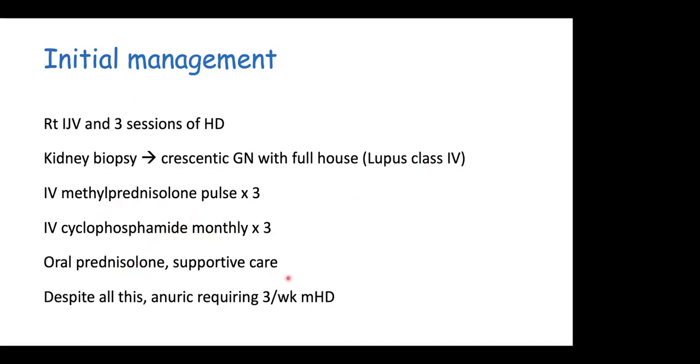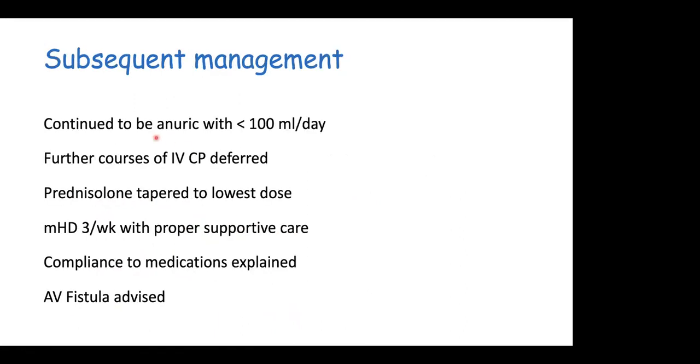The child is on oral prednisolone. Supportive care is continued. The child is requiring 3 per week maintenance hemodialysis. So when the child is brought to you, you realize that the child continues to be anuric with a urine output of less than 100 ml per day. At this point, you discuss with the family and decide whether you would want to give further doses of immunosuppression, or you may give up at this point, since almost 3 to 4 months of intense immunosuppression has gone in, the child has not made any difference, and it is unlikely that further courses may make any difference.